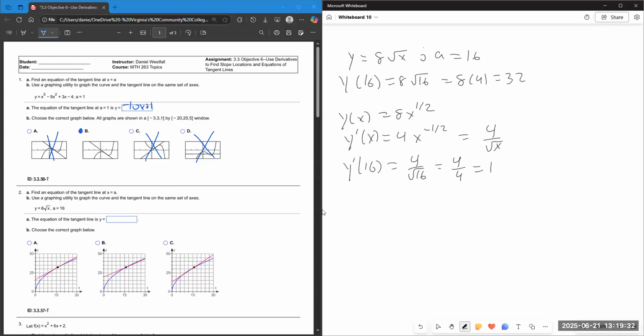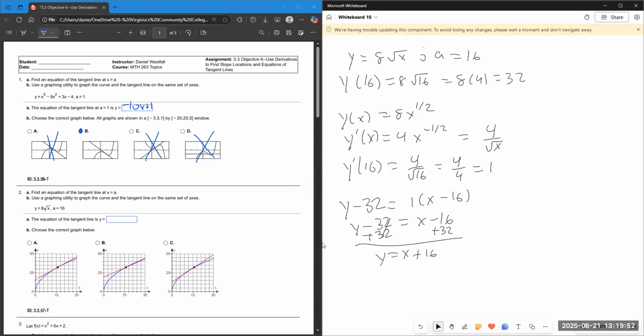And that's going to give me y minus 32 is equal to 1 times x minus 16. y minus 32 equals x minus 16. Add 32 to both sides. y equals x plus 16. My scale here goes by 5s on y. So 16 is going to be 3 tick marks and a little bit more. So that's going to be A.